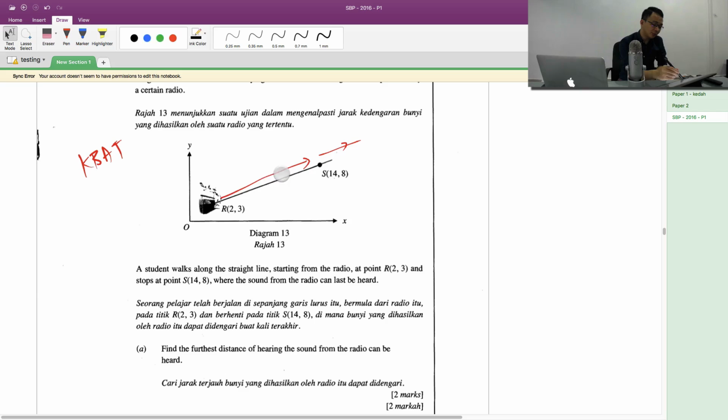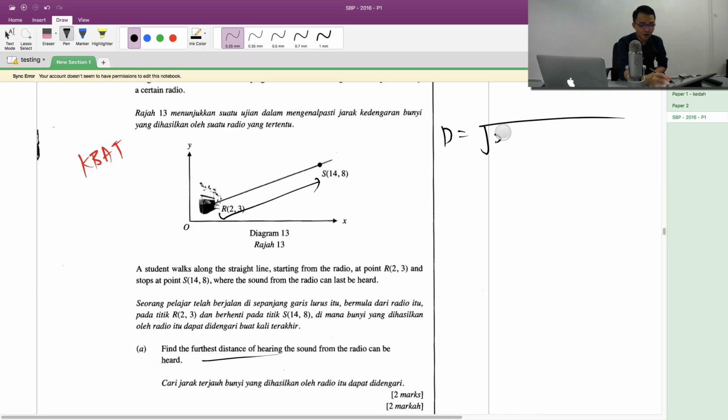Alright, so A is very easy. A asks you to find the furthest distance of hearing the sound from the radio. So they ask you to find this distance. I just use the distance formula, square root of (x2 minus x1) squared plus (y2 minus y1) squared. I have two coordinates here, so I just substitute in.